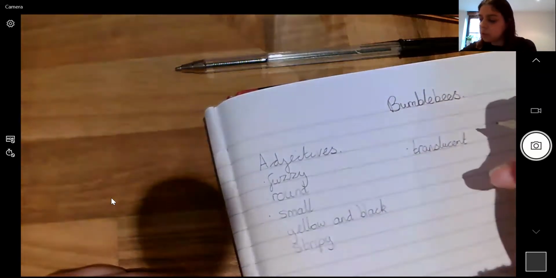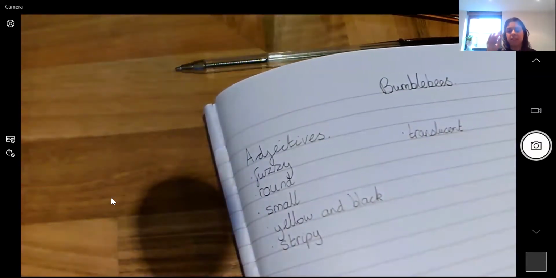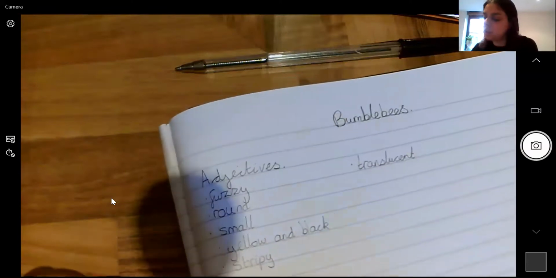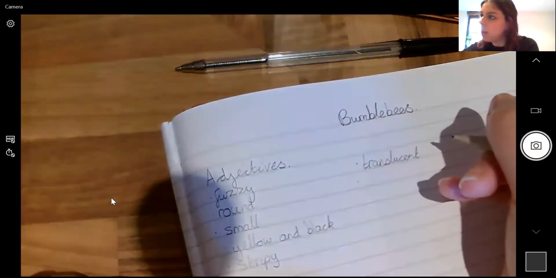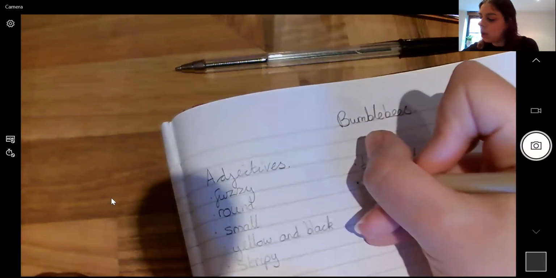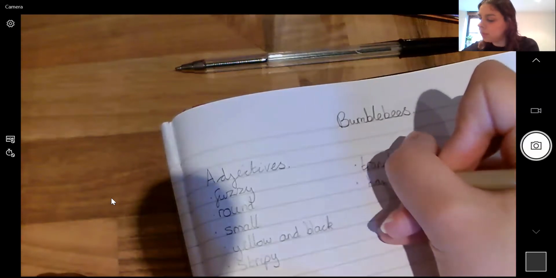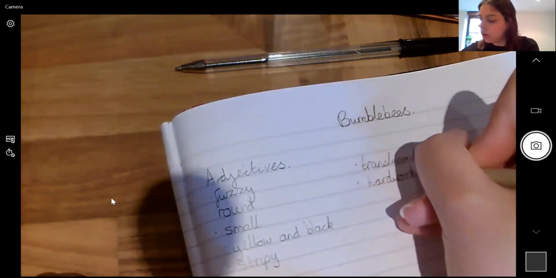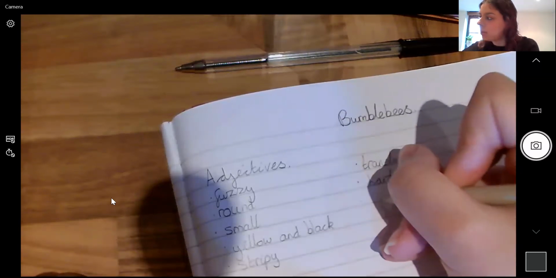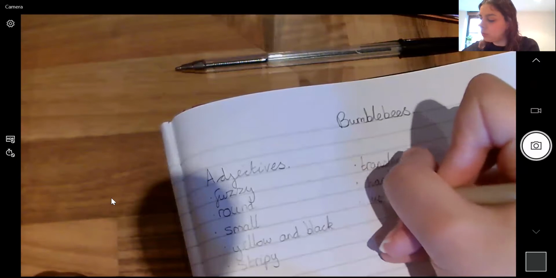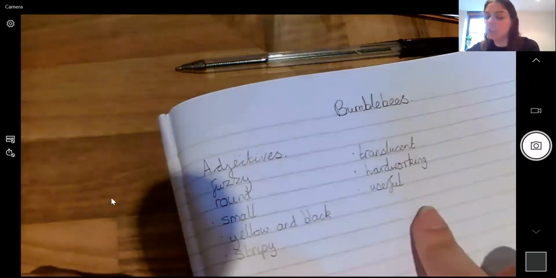And translucent is when, if you have a bathroom window and you can sort of see through it, but it's a bit fuzzy. Some of their wings are quite translucent. So I'm going to use translucent in mine. And I'm going to use hardworking, because they do work very hard. And useful, because they're very useful to keep all our flowers and trees going. Okay, so they are my adjectives.